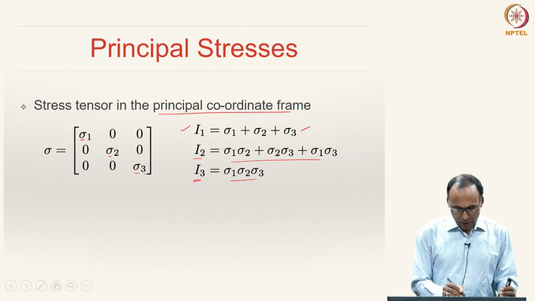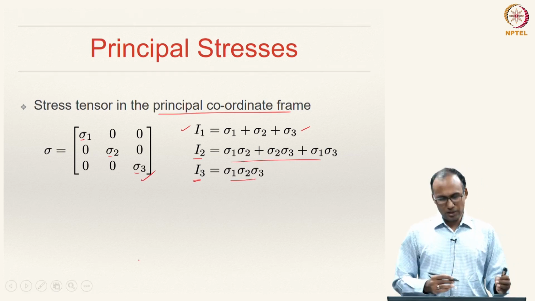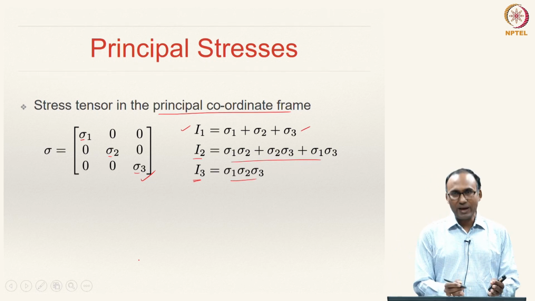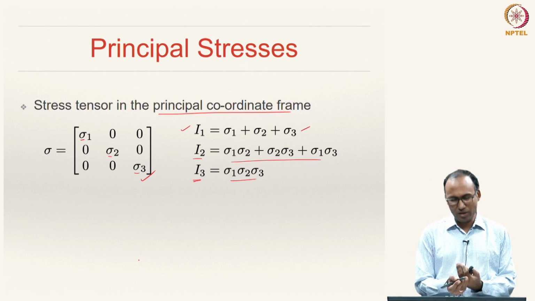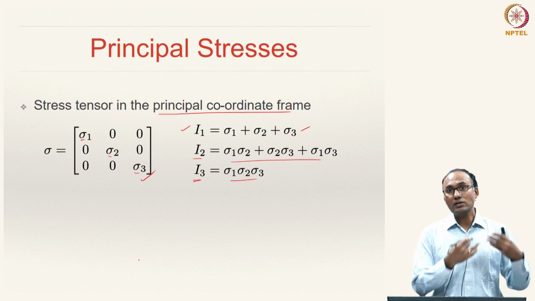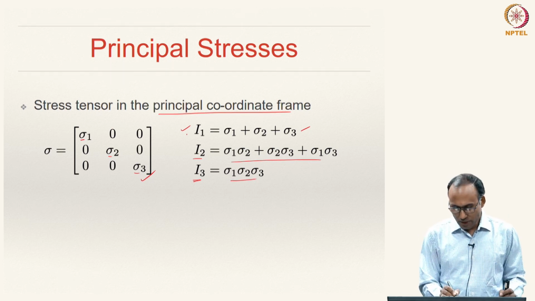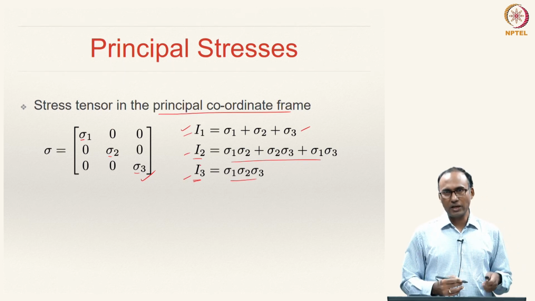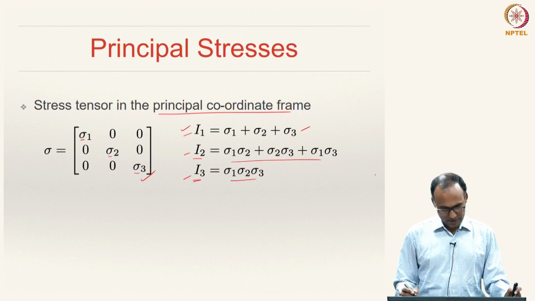So, even if you express the stress in a different frame of reference and you may have a full stress tensor, that means all the elements may be non-zero, even then for that particular stress tensor these three quantities should remain the same. That is what is the meaning of invariant.